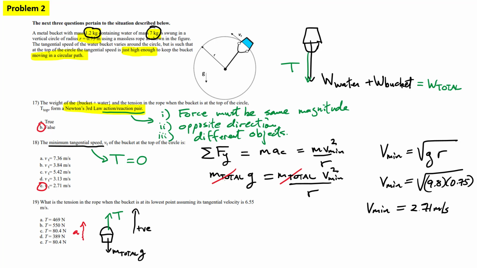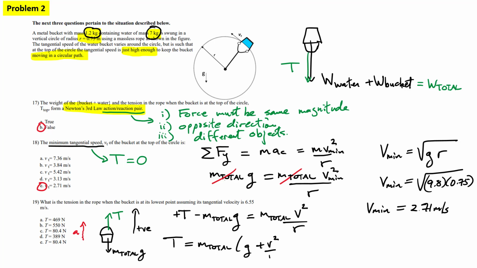Now we apply Newton's second law to this problem. You add up all the forces. In this case, it's positive T minus the total weight, m total times little g, equals ma. Again, the mass is the total mass, multiplied by the acceleration, which is v squared divided by little r. The goal now is to solve for tension. So you bring the weight to the other side, and if I factor out m total, I can write this as g plus v squared over r.